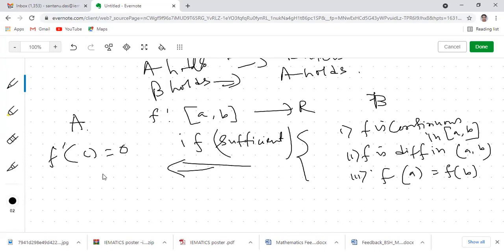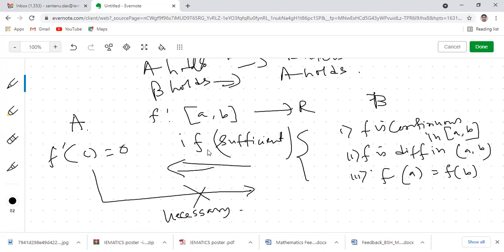That means if this holds, will these three conditions be satisfied always or not? No. Because if f dash equals 0, obviously f is differentiable, so f must be continuous, but f(a) may not be equal to f(b). So this doesn't imply all these three conditions. So it is not necessary. So Rolle's theorem is sufficient but not necessary. Have you understood now what we mean by the sufficient and necessary condition?